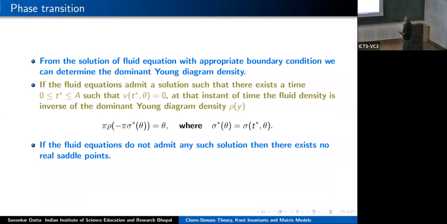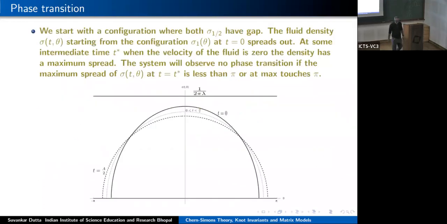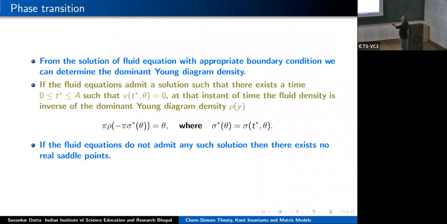Now, where does the phase transition come from? The phase transition may appear as follows. As I said, you start with sigma 1. Now the fluid starts spreading. If it so happens that it spreads and the end point touches pi and minus pi, then this solution breaks down. It's like going from a no gap to a gap, or gap to a no gap solution.